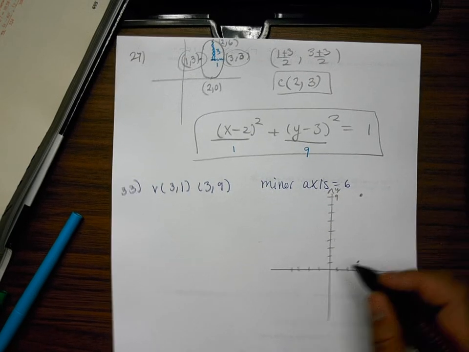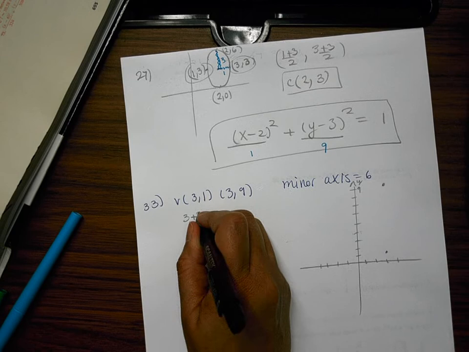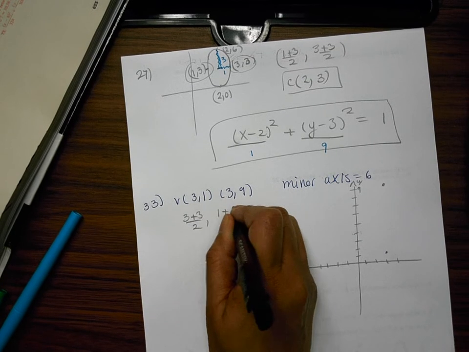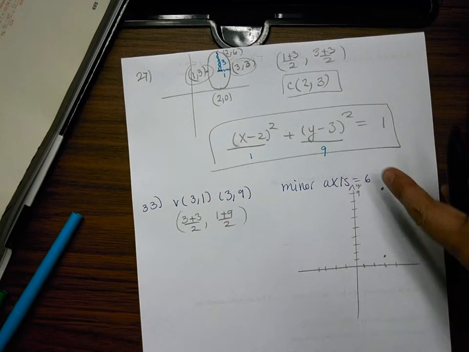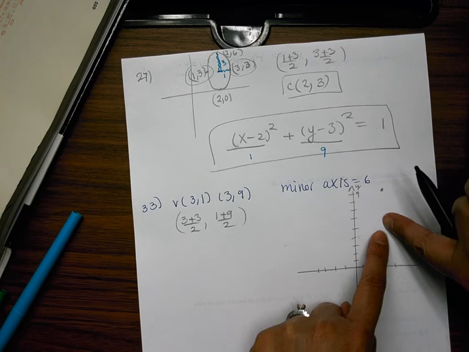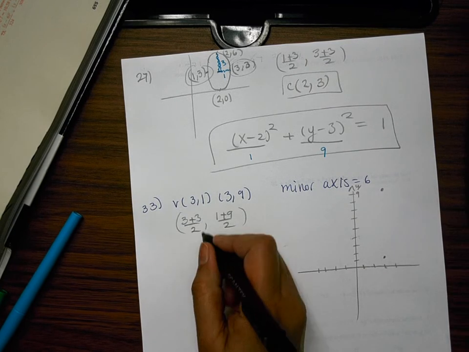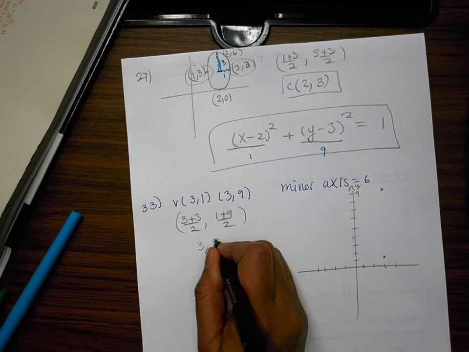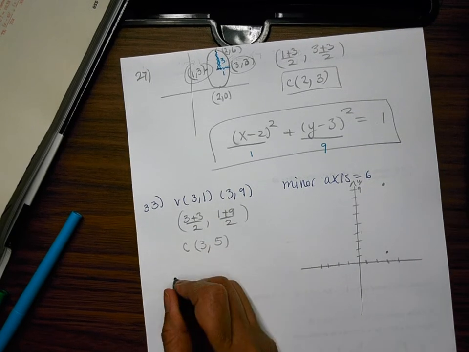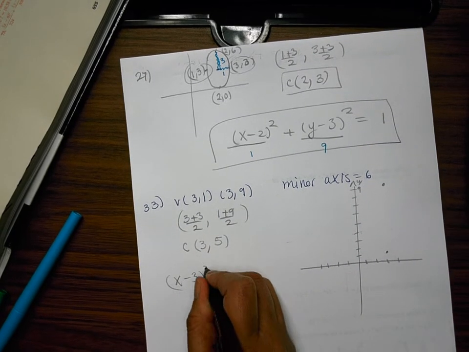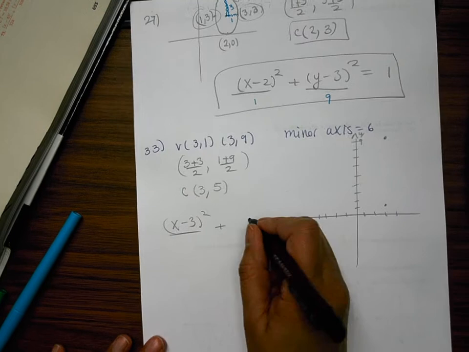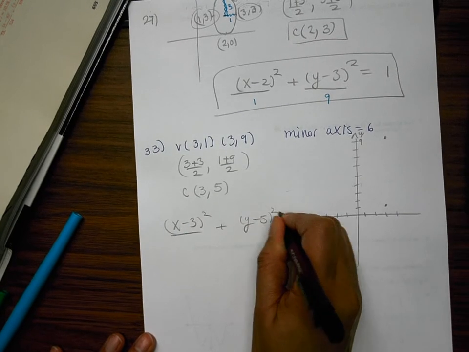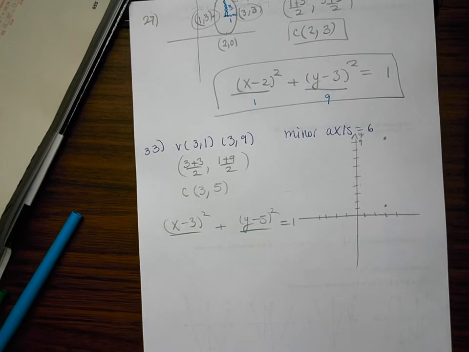A midpoint formula to find the center: (3 plus 3) divided by 2, (1 plus 9) divided by 2, or you can just literally go down and count to the center. You get (3, 5) for your center. So (x minus 3) quantity squared plus (y minus 5) quantity squared equals 1.